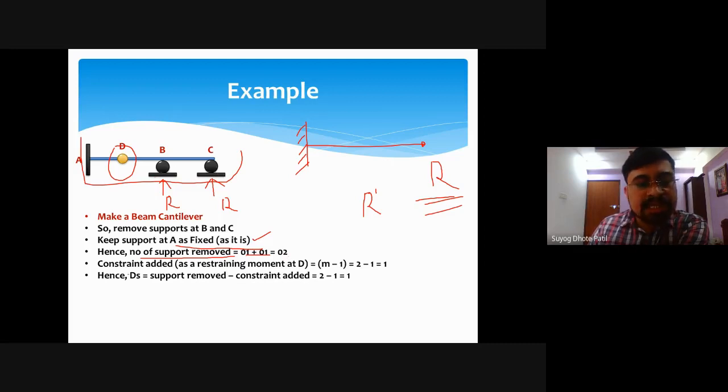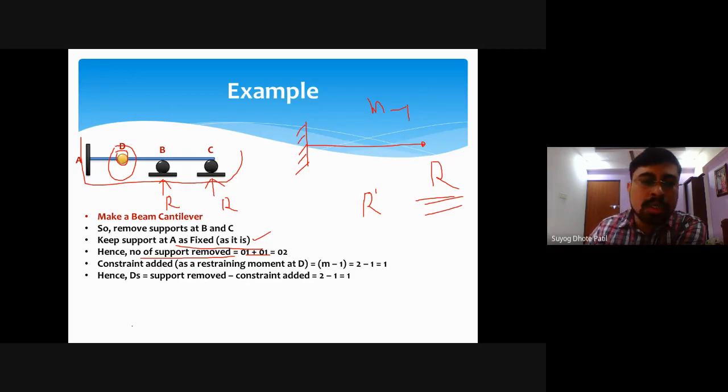Then constant added. Constant added is nothing but the restraining moment at D, which means it is an internal hinge, and we have to remove that internal hinge. We have seen this type of problem again. We use a similar formula, m minus 1. This hinge divides AB into two halves, AD and DB, so m minus 1 is 2 minus 1, which is 1. So the constant added, capital C, is nothing but R dash, equal to 1.